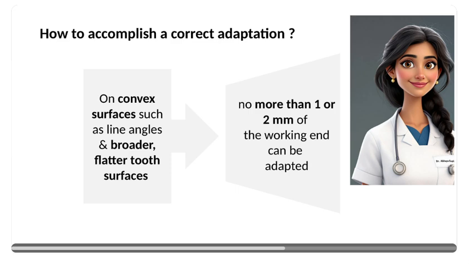On convex surfaces like line angles and broader, flatter tooth surfaces, ensure that only 1 to 2 millimeters of the working end of the curette is adapted. This precise adaptation prevents trauma and discomfort, maintaining effective and safe periodontal instrumentation.